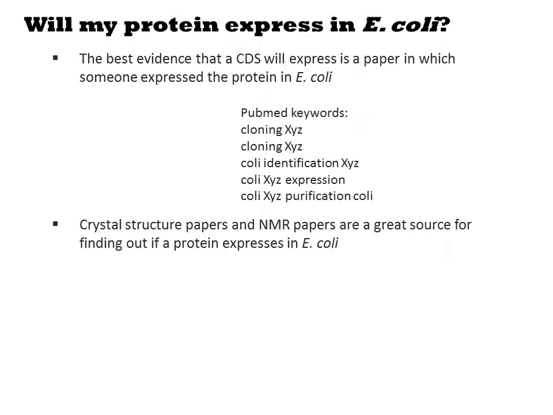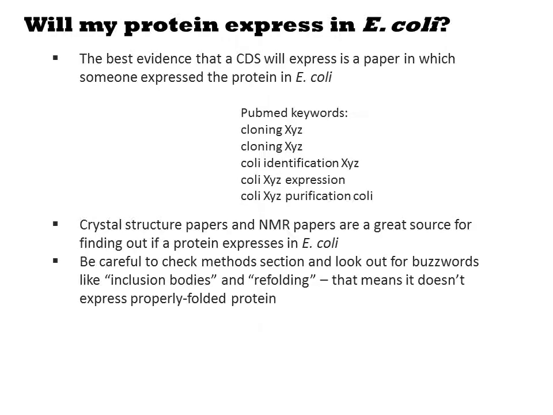Crystallography papers are a great source for this type of data since they had to produce and purify large amounts of material to do their studies. Just read the methods and materials section of papers about a given protein and look for the host organism. E. coli is the most convenient organism for protein purification, so if they did not use E. coli, there is a good chance that they tried that first and it didn't work. However, if they were able to purify protein from E. coli, it must express just fine.